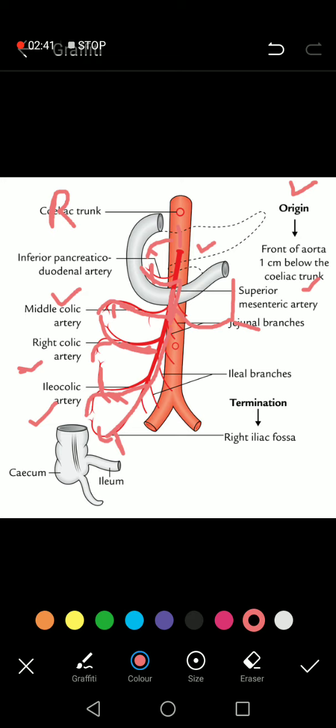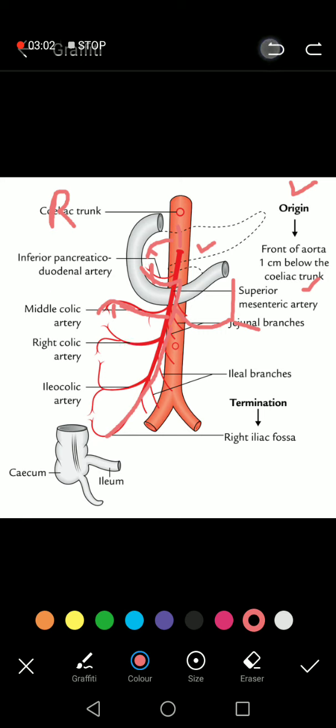This inferior branch of the iliocolic artery is responsible for supplying a portion of the ascending colon, the cecum, the appendix, and the ileum. Okay, let's talk about the branches arising from the superior mesenteric artery on the left side. So this was all about the branches of the right side. The branches arising on the left side include the jejunal and the ileal branches.